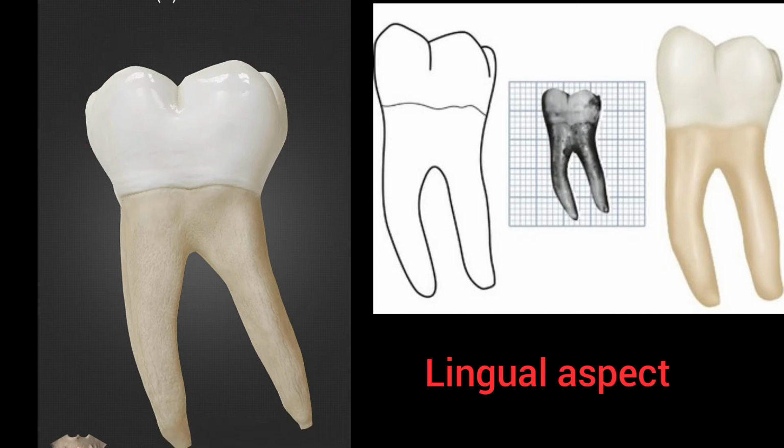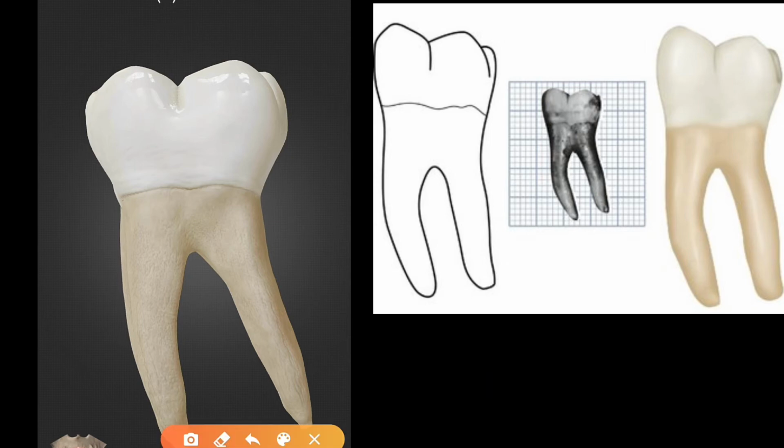Also, the mesiolingual cusp and the distolingual cusp are separated by the lingual developmental groove. The mesial outline of the crown is convex from the cervical to the marginal ridge, while the distal outline of the crown is straight from the cervical to the contact area, and again it is convex above the contact area.